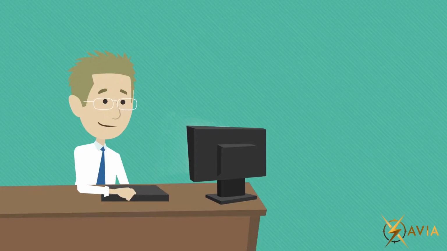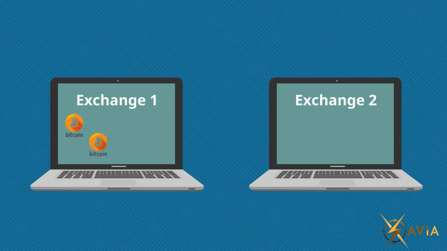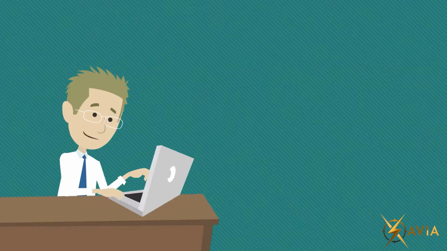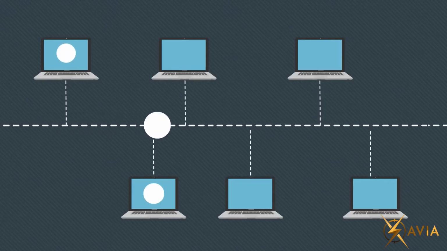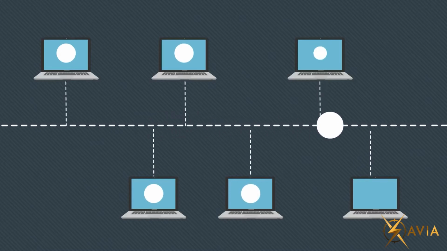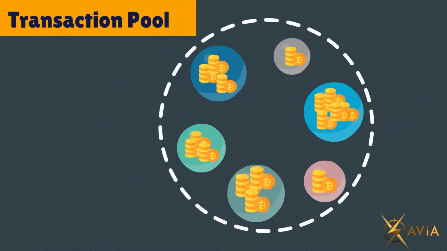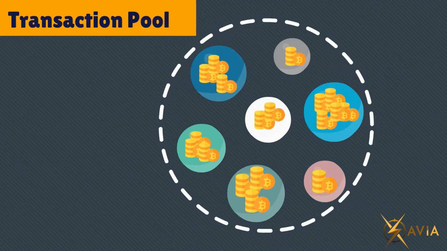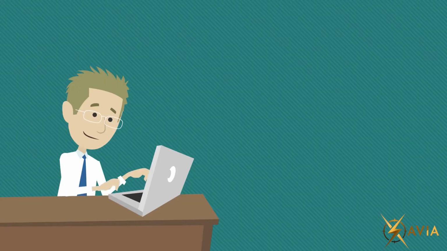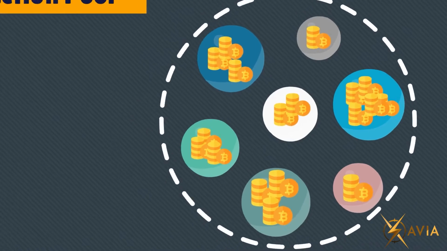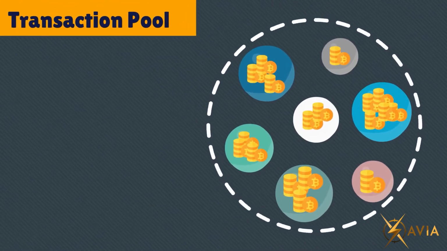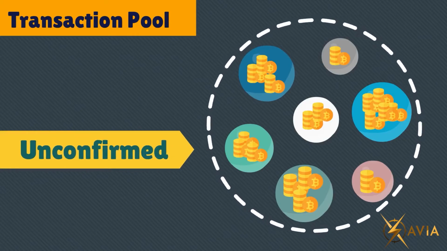Let's assume Gobish transferred Bitcoin worth $100 from one crypto exchange to another. Once he does the transfer, the transaction message is sent to the network and passed around all the network participants, which are also called nodes. This is called the transaction pool. Currently, the transaction is in an unconfirmed state. All the transactions in the transaction pool will be in an unconfirmed status.